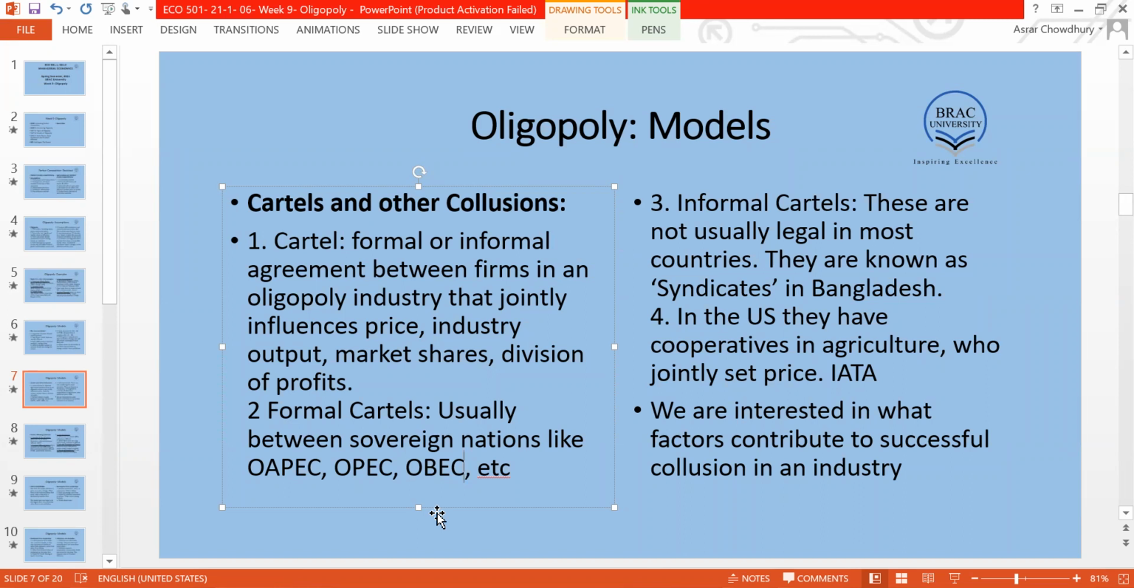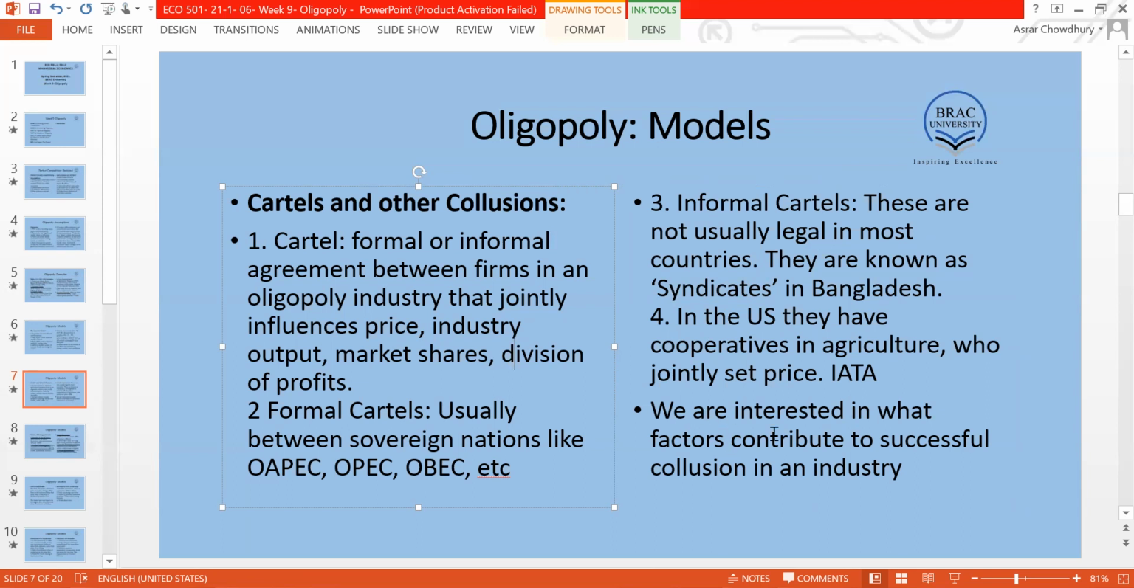In Bangladesh cartels are illegal, but in the media we hear the word syndicates, right? We hear the word syndicate quite often. For example, before Eid, all the transport companies form a syndicate to make sure the price is never below a certain amount, isn't it? Yes, sir. In the US there are certain cartels you can form privately. For example, cooperatives in agriculture can set the price.